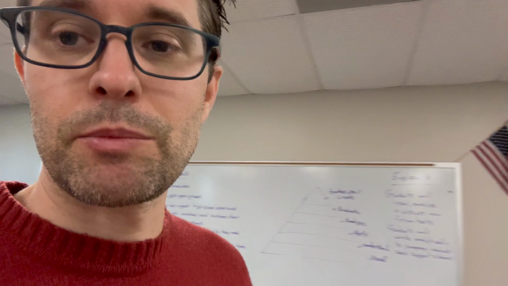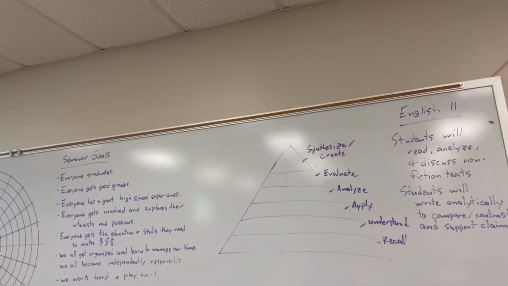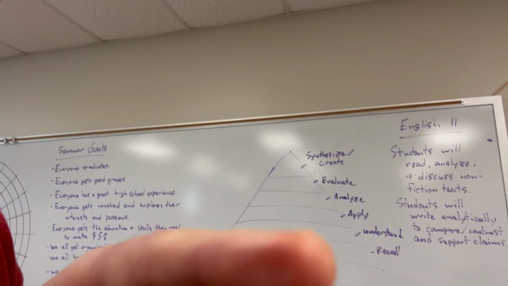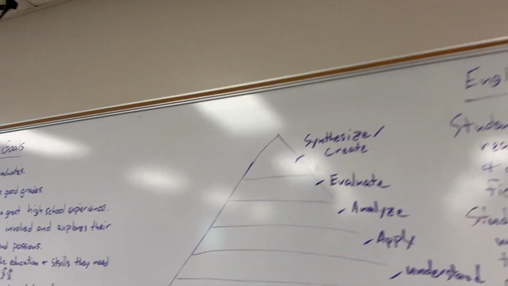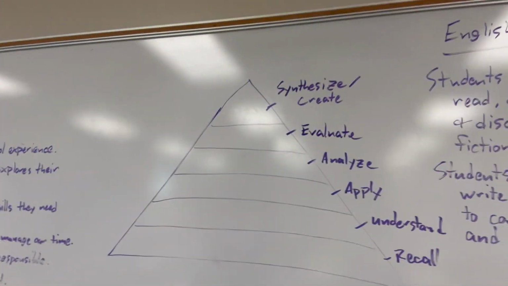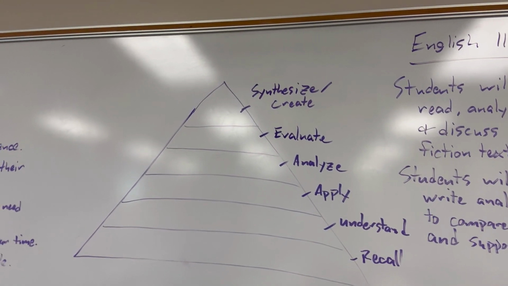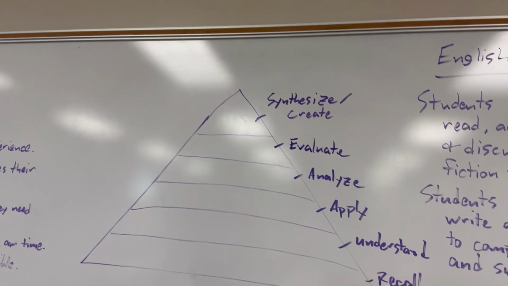Before I get into that, I wanted to talk to you a little bit about Bloom's taxonomy. Here's our friend Bloom. I have him on the board. Down low, we of course have the recall level. We move up to understanding. We move up to the ability to apply. We move to analyze, evaluate, and synthesize.